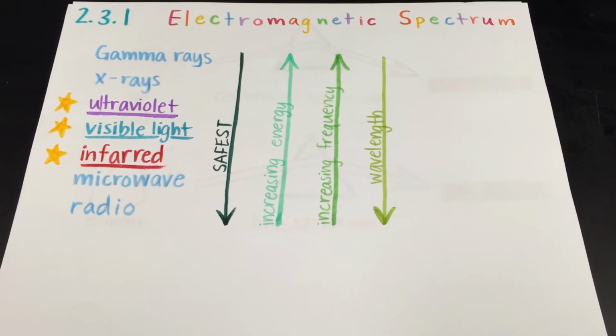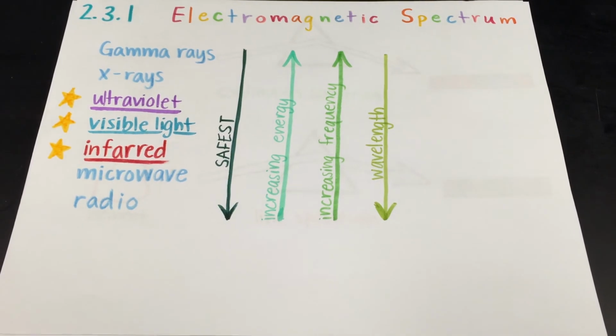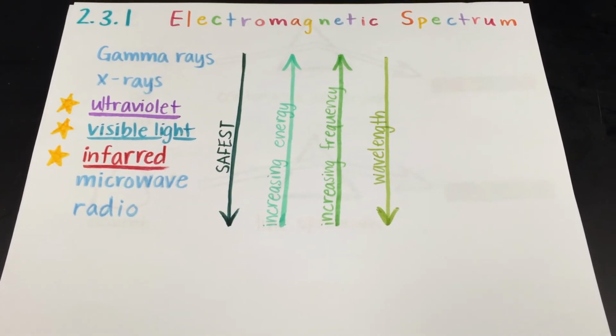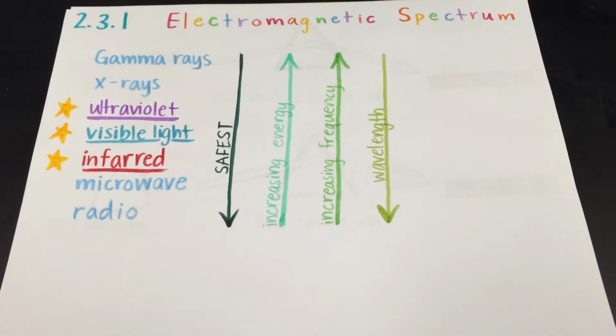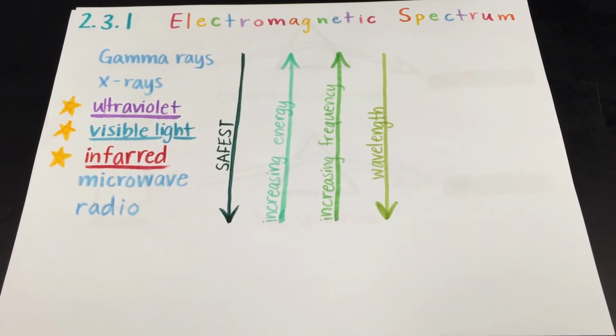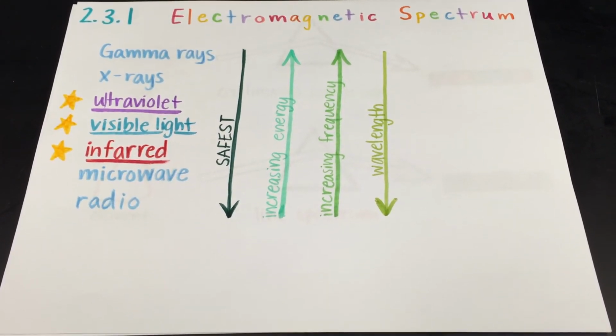The electromagnetic spectrum includes 1. Gamma rays, 2. X-rays, 3. Ultraviolet, 4. Visible light, 5. Infrared, 6. Microwave, and 7. Radio. Radio is the lowest energy and has a low frequency and long wavelength.